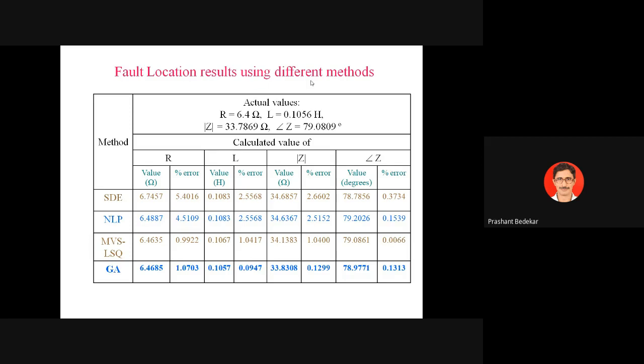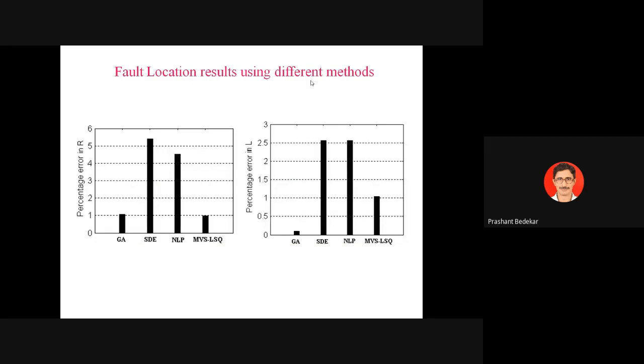The results obtained using the different methods are given and compared graphically here. It is shown that the genetic algorithm gives the minimum error in the values of resistance and inductance. That is, it gives the better fault location.